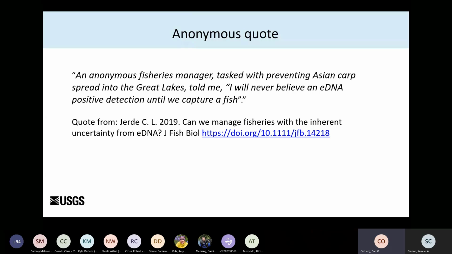I think that eDNA practitioners need to communicate and be transparent about sources of error and how we try to mitigate them. So at this point, I'd like to dig into some of these sources of uncertainty for single species assessments.